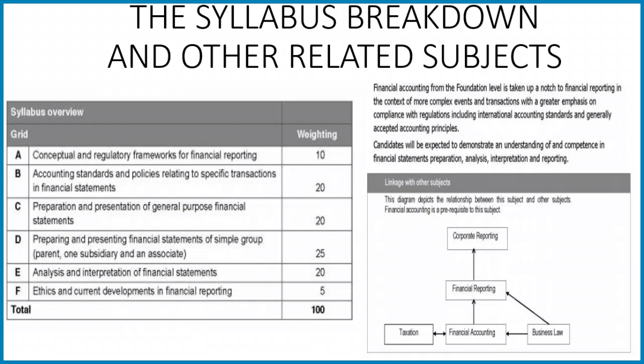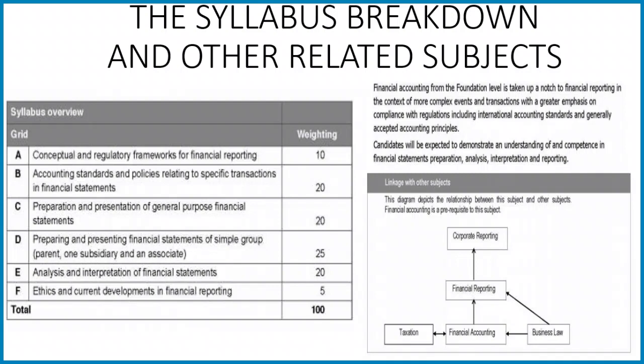The D part is on how to prepare and present financial statements of a simple group account. So now we are talking about group accounts, weighted 25%. So we are talking about the subsidiary. Now we will be talking about the parent company, we'll be talking about the associate company and more. We are going to go into details of all this breakdown.